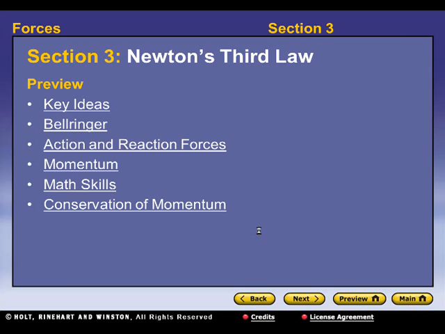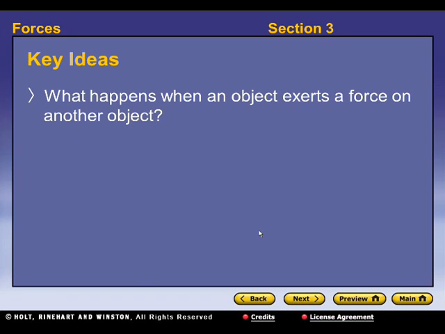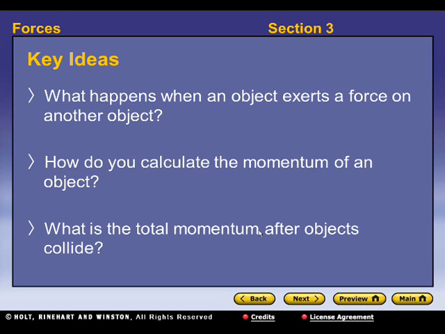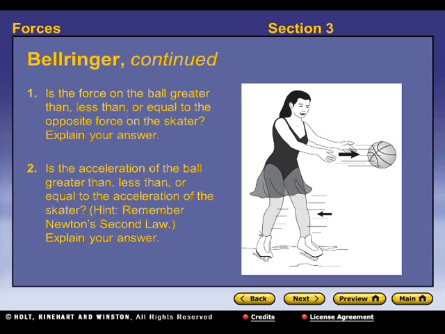Okay, welcome to Chapter 12, Section 3 on Newton's third law. So let's get right into what the key ideas here are, our key questions. What happens when an object exerts a force on another object? How do you calculate the momentum of an object? And what is the total momentum after objects collide?